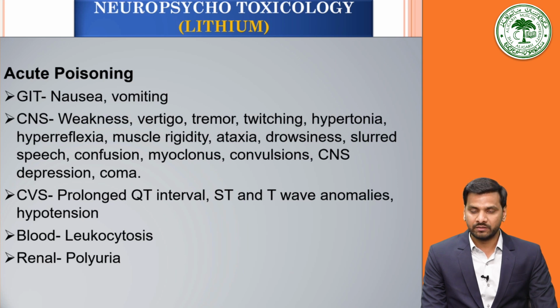Coming to the acute poisoning, in the gastrointestinal tract, we will find nausea and vomiting. If we talk about the central nervous system, we will have weakness, vertigo, tremor, twitching, hypertonia, ataxia, muscle rigidity, drowsiness, slurred speech, confusion, myoclonus, convulsions, CNS depression, and lastly, coma. In the cardiovascular system, the QT interval will be prolonged, and ST and T wave will show anomalies along with hypotension. Along with all these, we will have leukocytosis as well as polyuria.